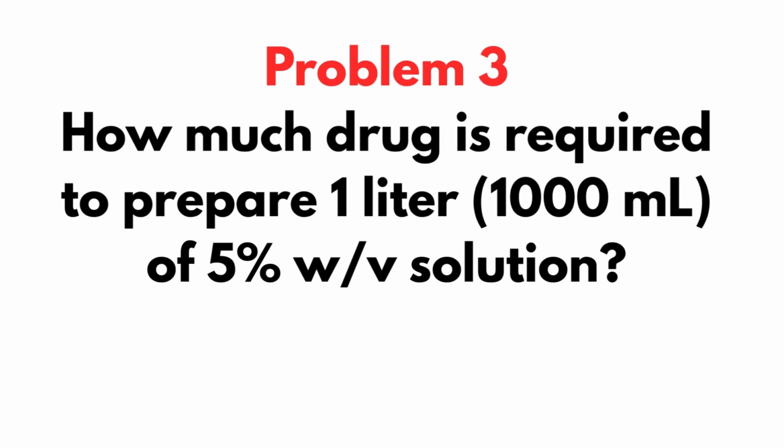So basically, as I explained, percentage weight by volume is gram in ml. So the values or the unit should be in ml and gram. But here it is in liter. So first we need to convert 1 liter into ml. As you know, 1 liter is equal to 1000 ml. So let's start the calculation.